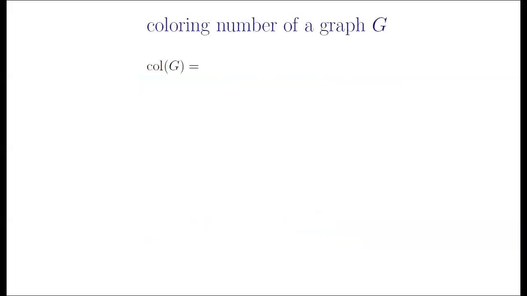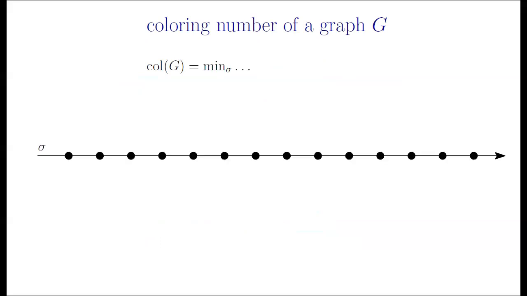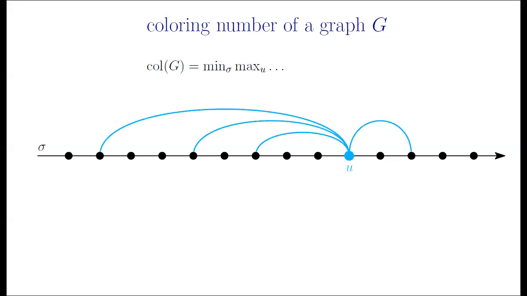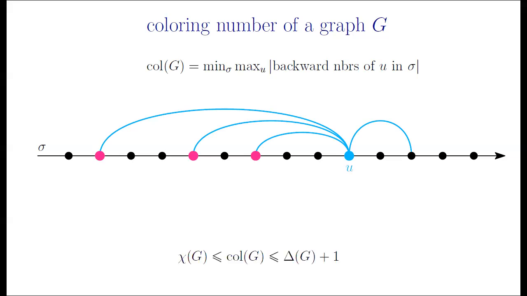Let me start with something very simple, the coloring number of a graph. Let me recall the definition. We are minimizing over all linear orderings of vertices of our given graph the following value: for every vertex, we count the number of backward neighbors of u in this linear ordering. The thing that we obtain is called the coloring number. It has many applications, especially in graph coloring.